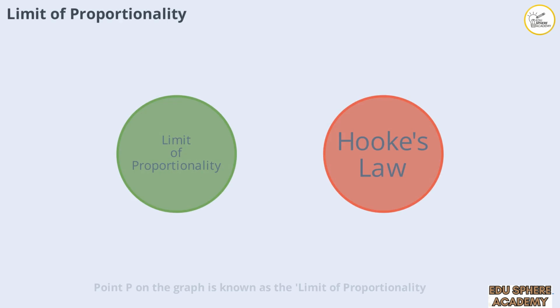Point P on the graph is known as the limit of proportionality. This is the point after which the load and extension are no longer proportional. Up to this point, the force applied to the spring is directly proportional to its extension. Beyond this, the spring does not obey Hooke's law and the relationship becomes nonlinear. Understanding this limit is vital for predicting material behavior and ensuring safe designs.